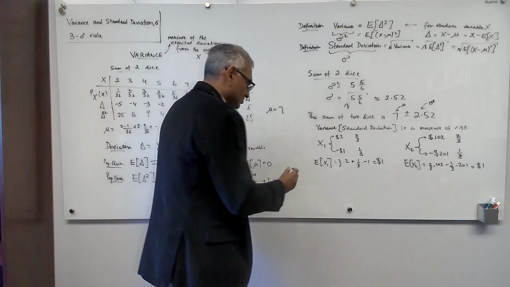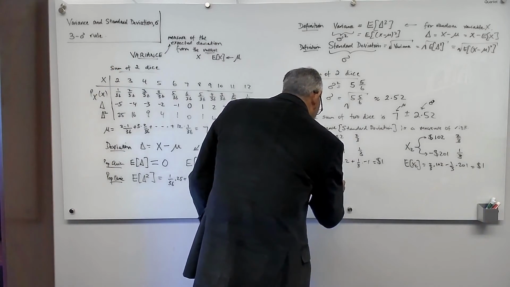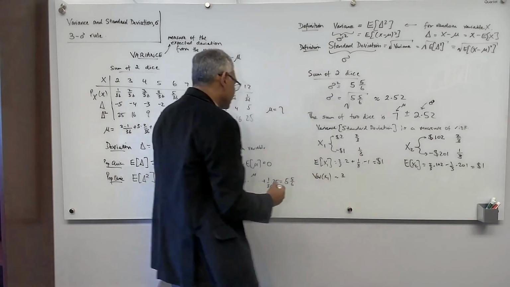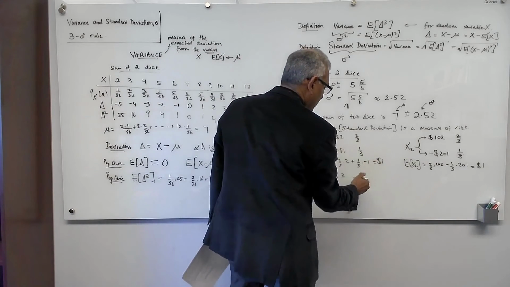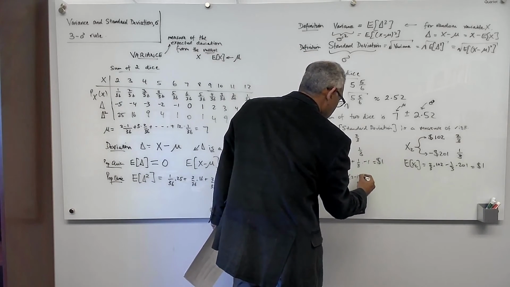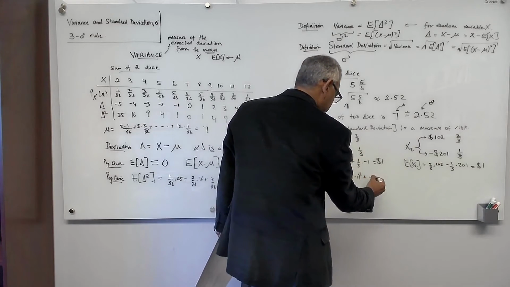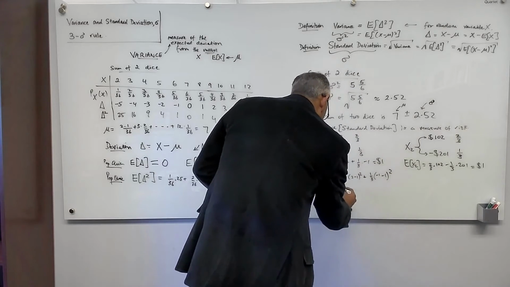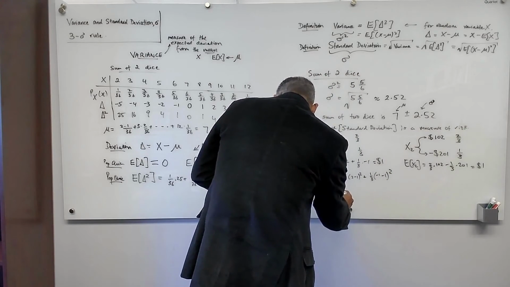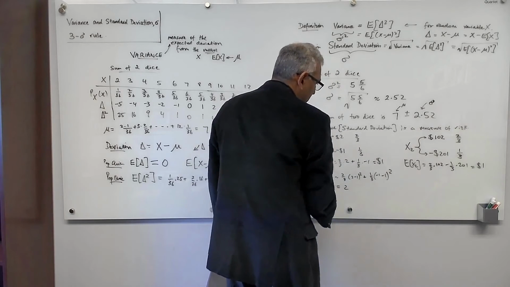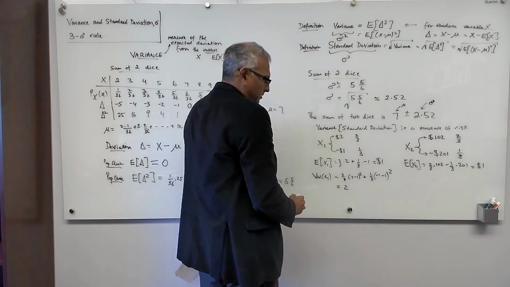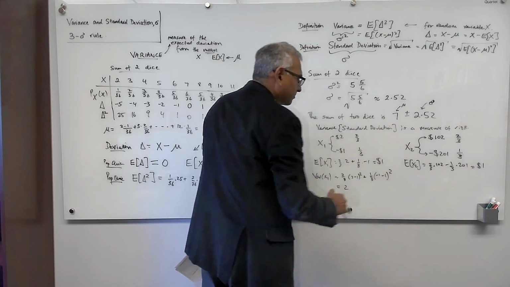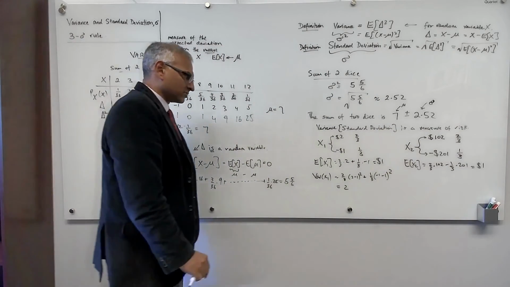So the variance of X1. Now we know the mean, so we take the deviation. The variance of X1 is 2/3 times (2 minus 1) squared, plus 1/3 times (minus 1 minus 1) squared. Here you get 2/3 plus 1/3 times 4, which is 4/3, so the variance is 2.